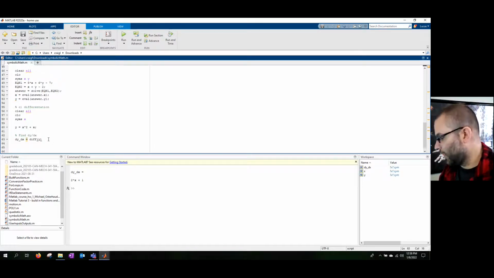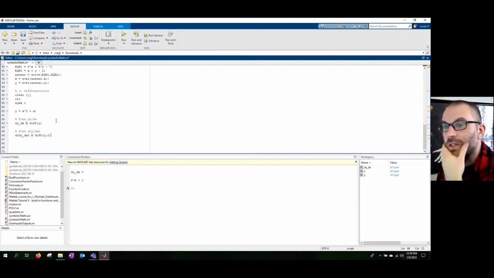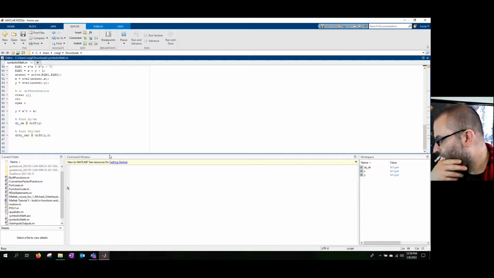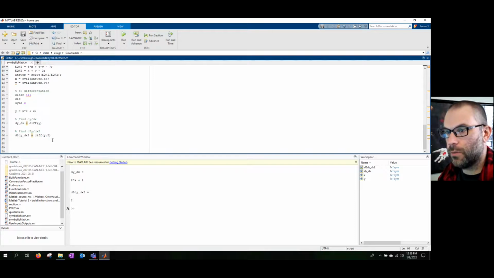Say we want to find the second derivative, d squared y over dx squared. Well, then you just do this: diff of y comma 2. If you take the derivative of this one, it should be 2. So the answer is 2. That's how to find that.